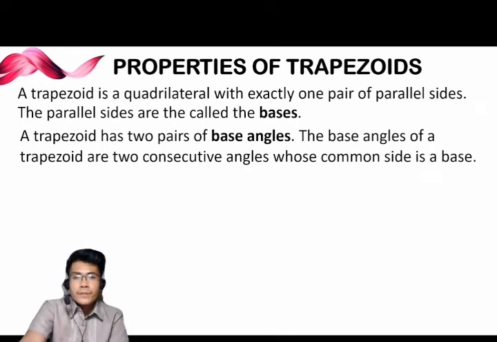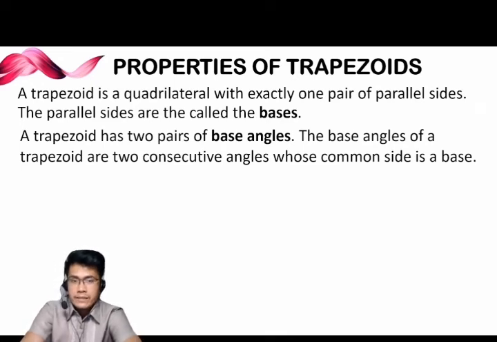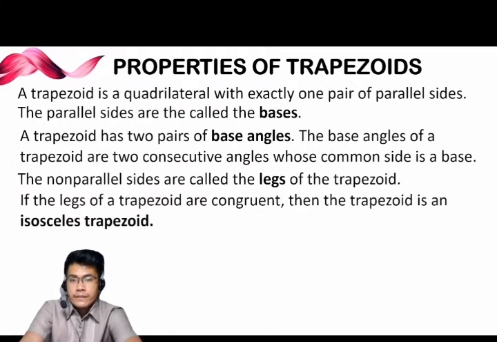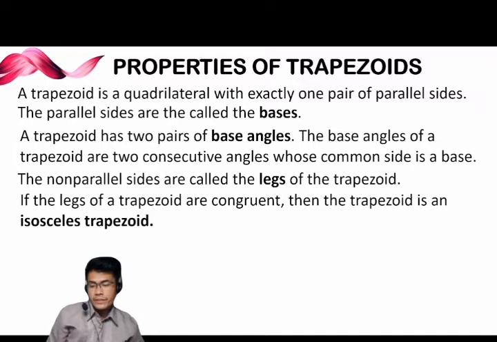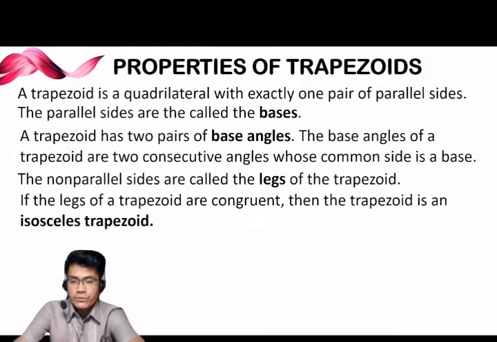A trapezoid has two pairs of base angles. The base angles of a trapezoid are two consecutive angles whose common side is a base. So, yung base angles class, ito yung dalawang magkasunod na angles na kung saan nag-share sila sa isang common side, which is the base. No? So, later makikita nyo kung saan sila makikita sa trapezoid. And the non-parallel sides are what we call legs of the trapezoid. Ngayon, if the legs of the trapezoid are congruent, then the trapezoid is an isosceles trapezoid. Let's have the illustration.